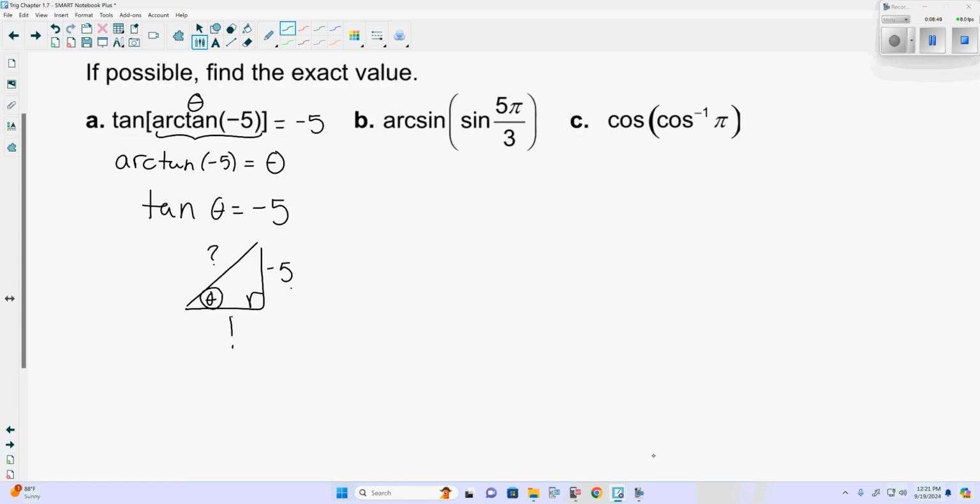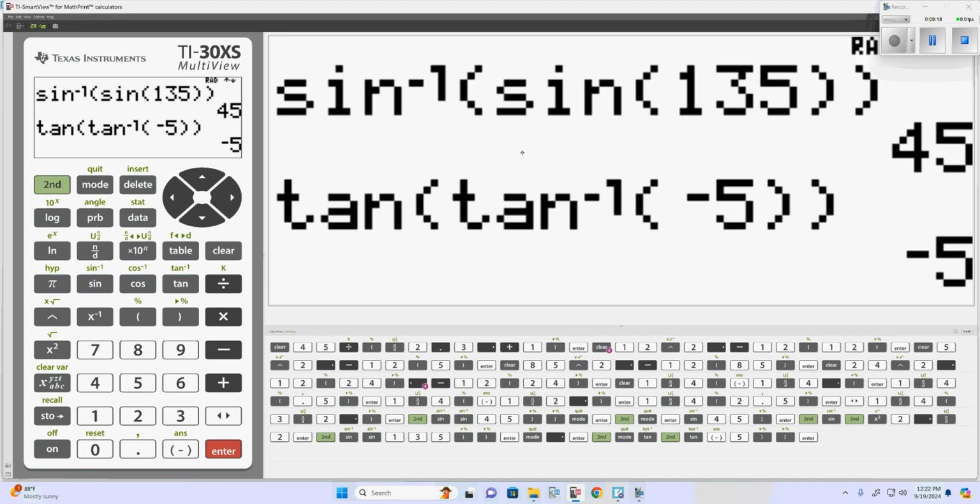Arc sine of 5 pi over 3 is not going to be 5 pi over 3, mainly because 5 pi over 3 is outside of our range of negative pi over 2 to pi over 2. Now at this point, again, we could type this in the calculator or we can use the unit circle. Either one works, because we have to work it part by part.